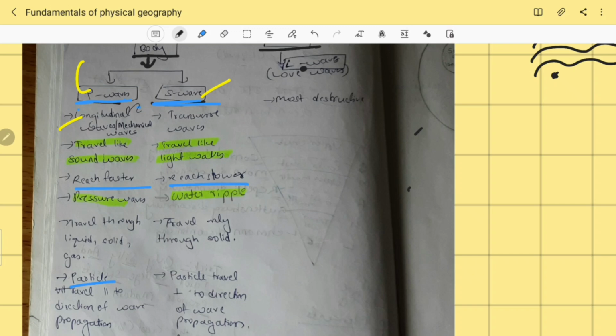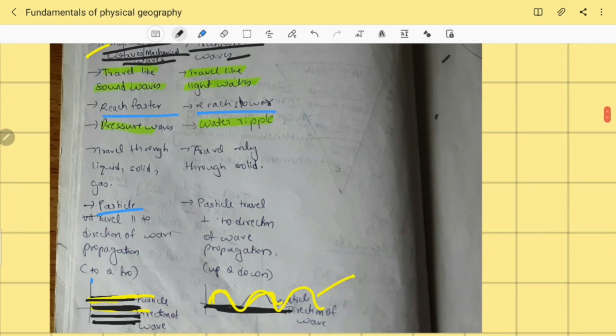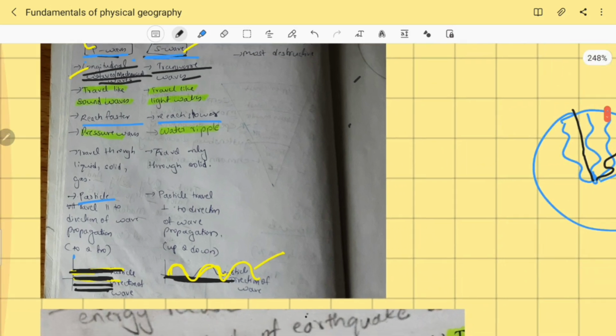So primary waves are longitudinal waves, or mechanical waves. Secondary waves are known as transverse waves. Longitudinal waves, because see, they travel in this way, and secondary waves are known as transverse waves because they travel perpendicular, like a light wave. They are a transverse wave.